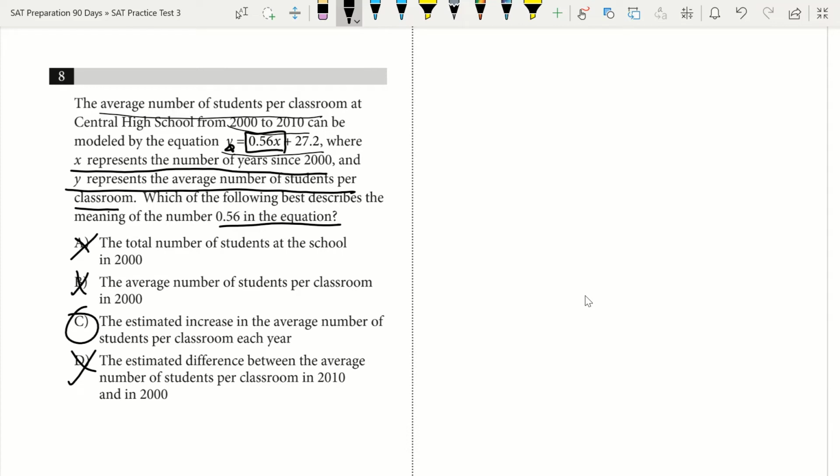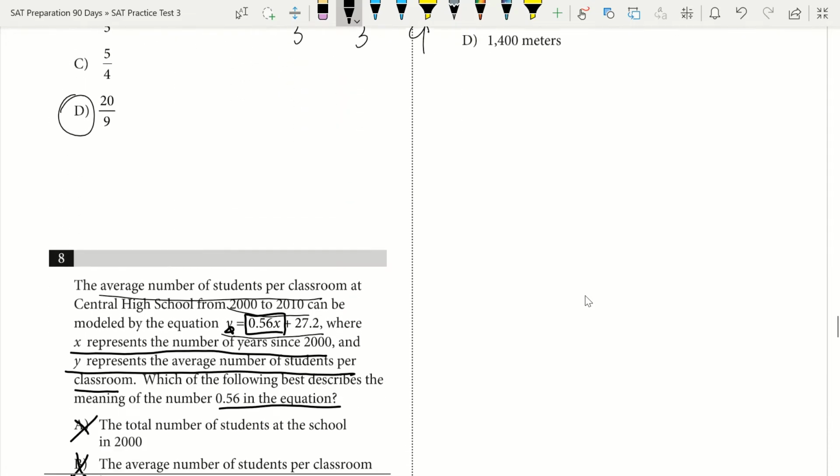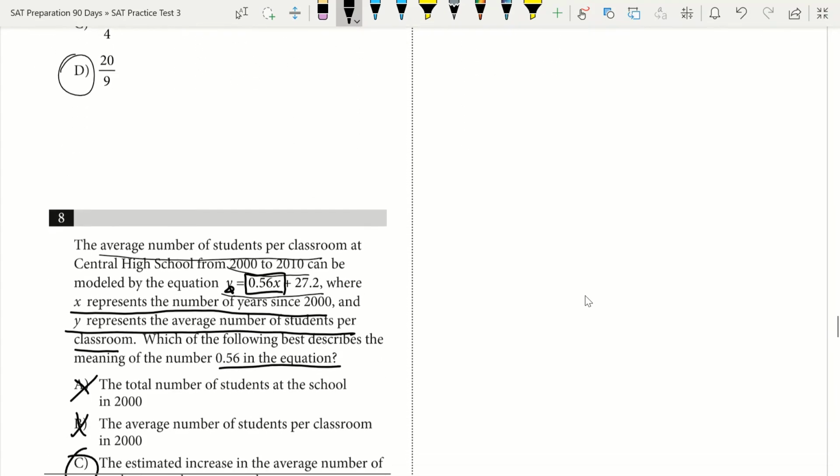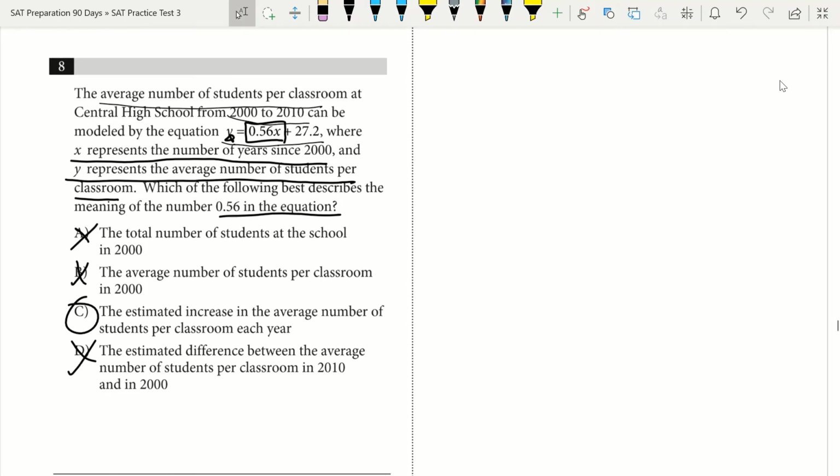Okay, let me just check one thing. Okay, yep, we're good. So that's going to take us through our SAT math prep for today. So we're going to switch over to the reading section now. I'll go ahead and do that right now.